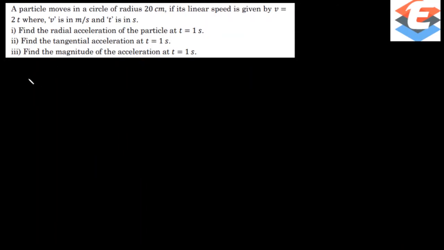So the radius of the circle is given as 20 centimeters, and its linear speed v is given by 2 times t, where v is in meters per second and t is in seconds. Find the radial acceleration of the particle at t equal to 1 second. So when time becomes 1 second, I need to find out.